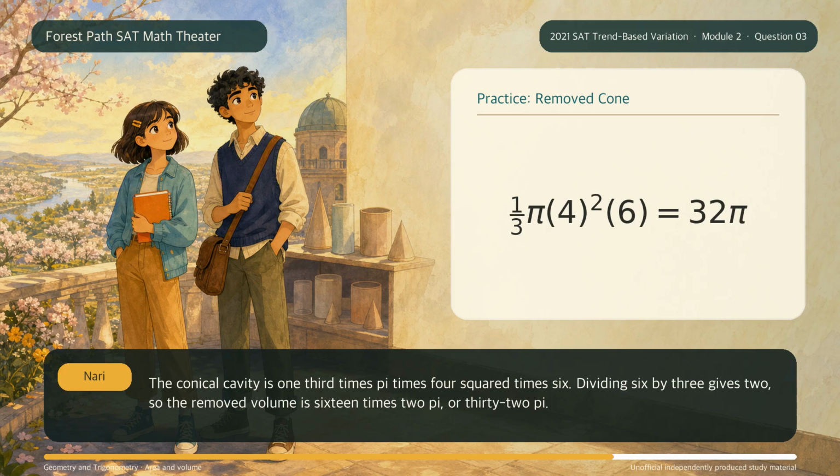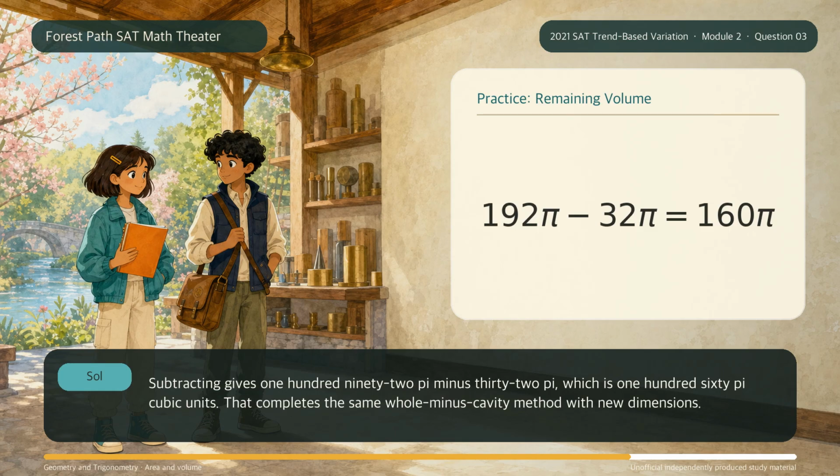The conical cavity is 1/3 times pi times 4 squared times 6. Dividing 6 by 3 gives 2, so the removed volume is 16 times 2 pi, or 32 pi. Subtracting gives 192 pi minus 32 pi, which is 160 pi cubic units. That completes the same whole minus cavity method with new dimensions.